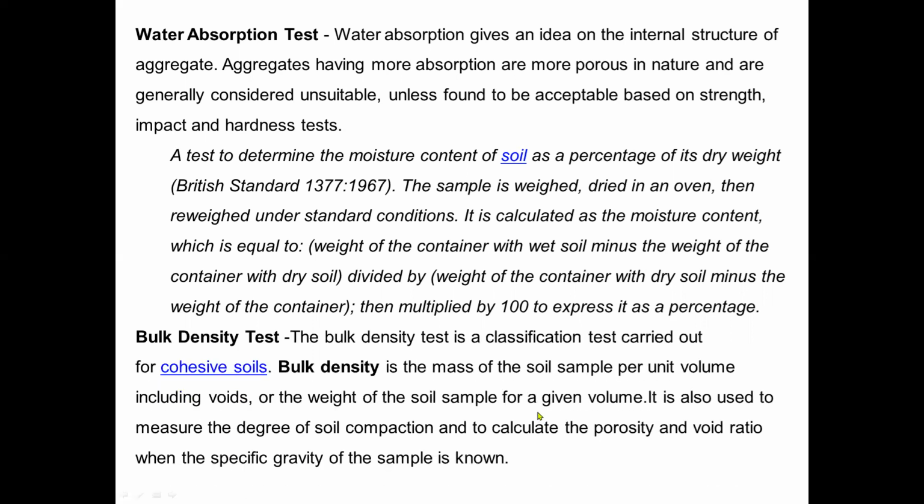Then we also have the bulk density test. It is a classification test carried out for cohesive soils. It is the mass of the soil sample per unit volume including voids, or the weight of the soil sample for a given volume. It is also used to measure the degree of soil compaction and to calculate the porosity and void ratio when the specific gravity of the sample is known.